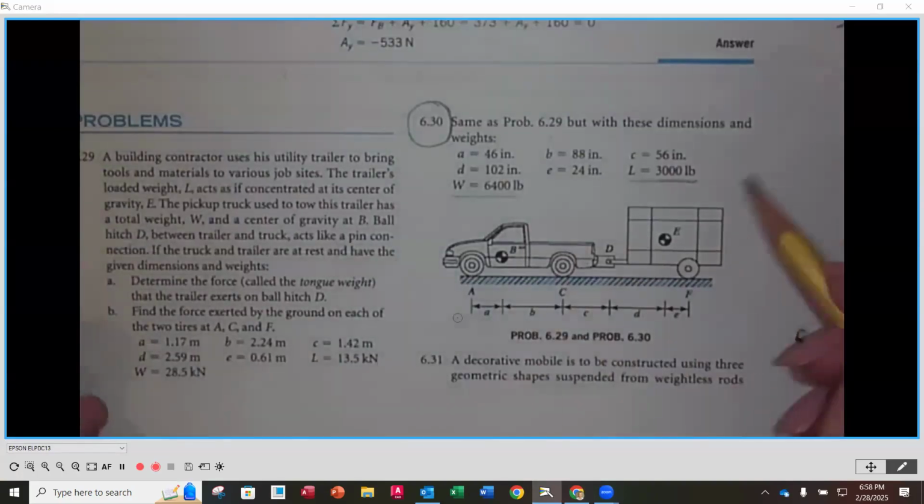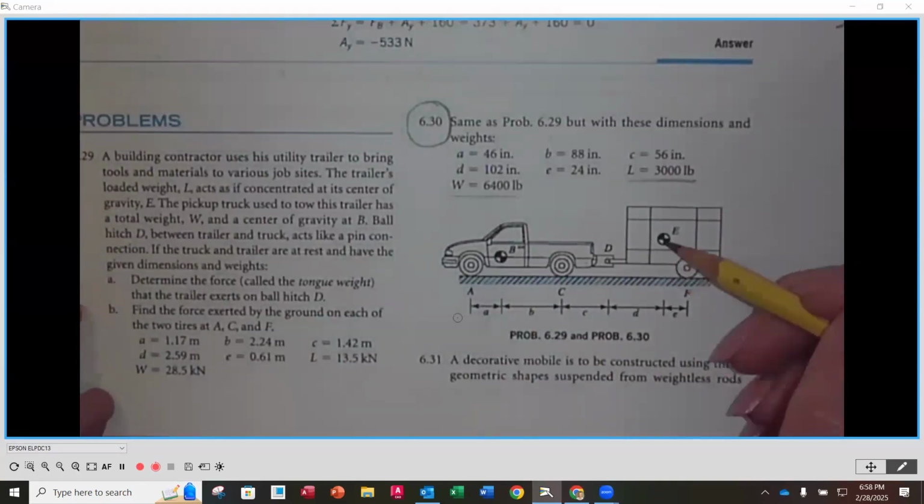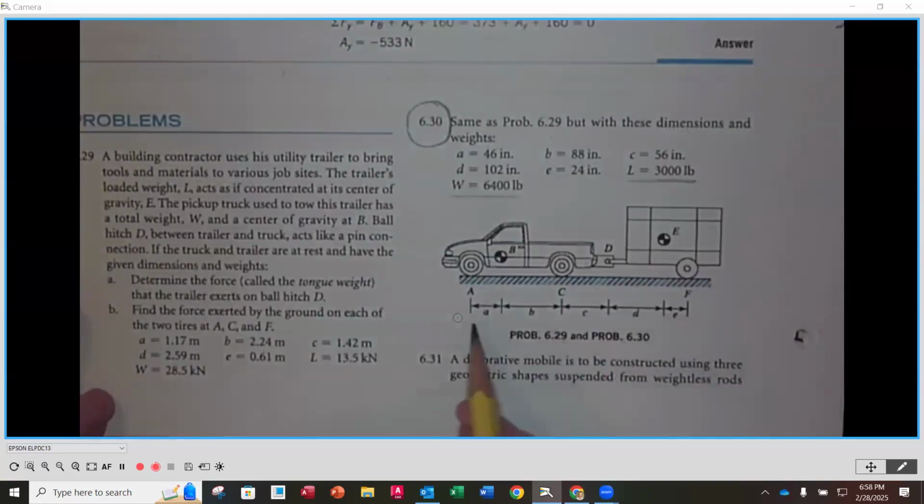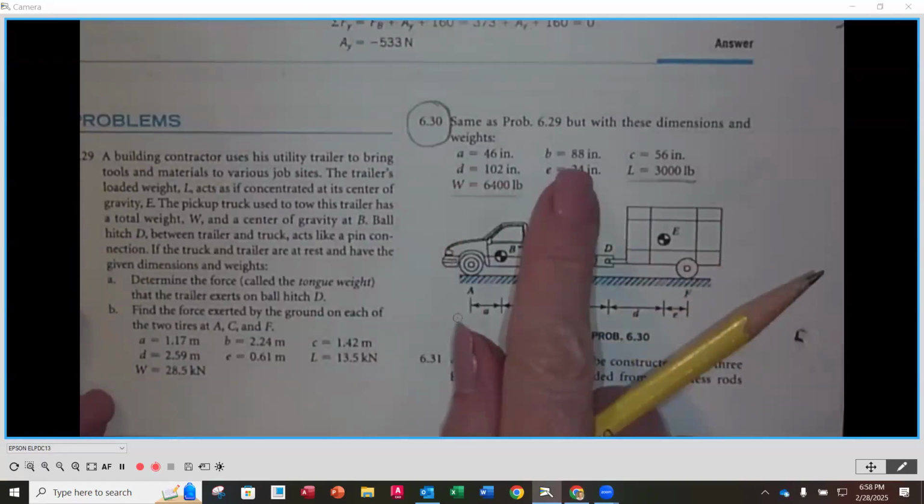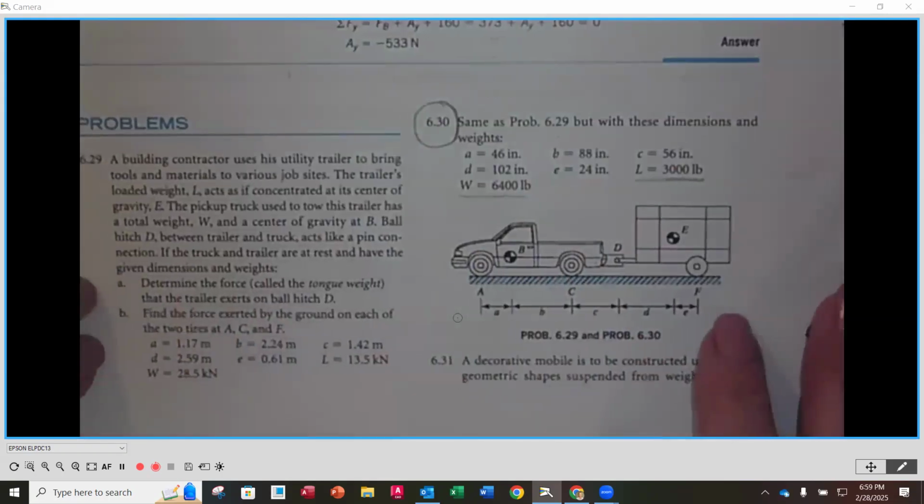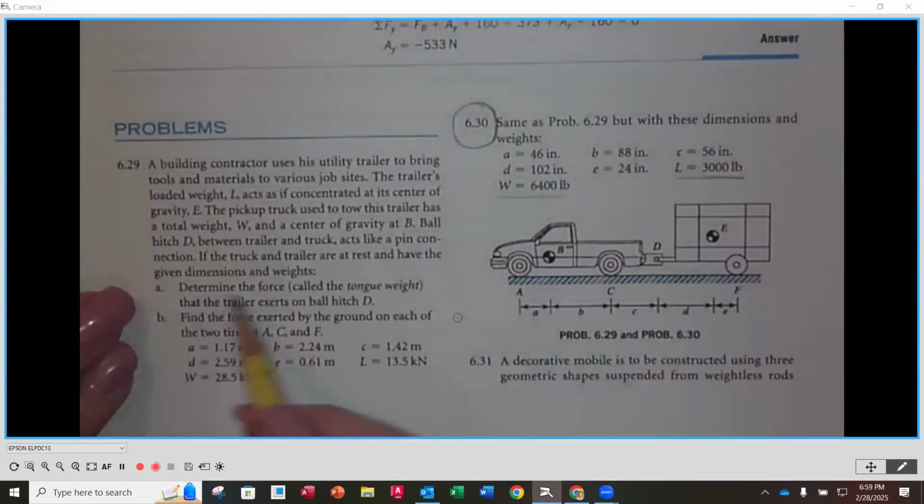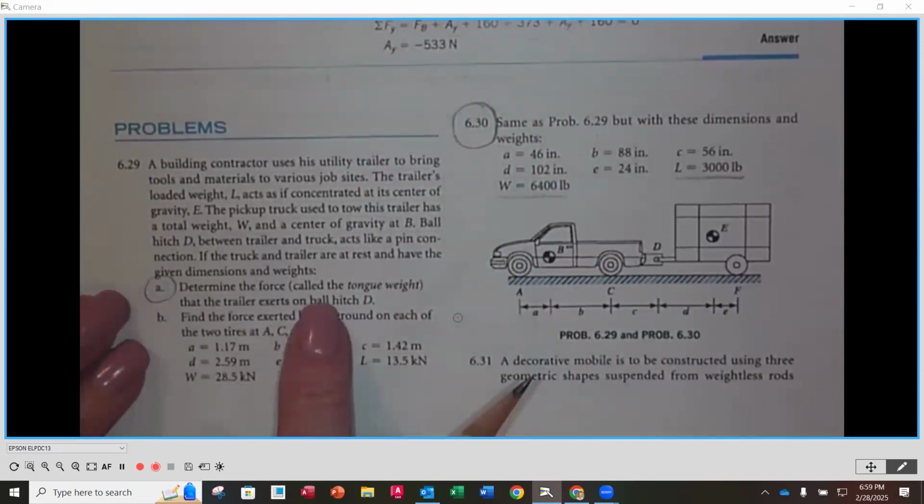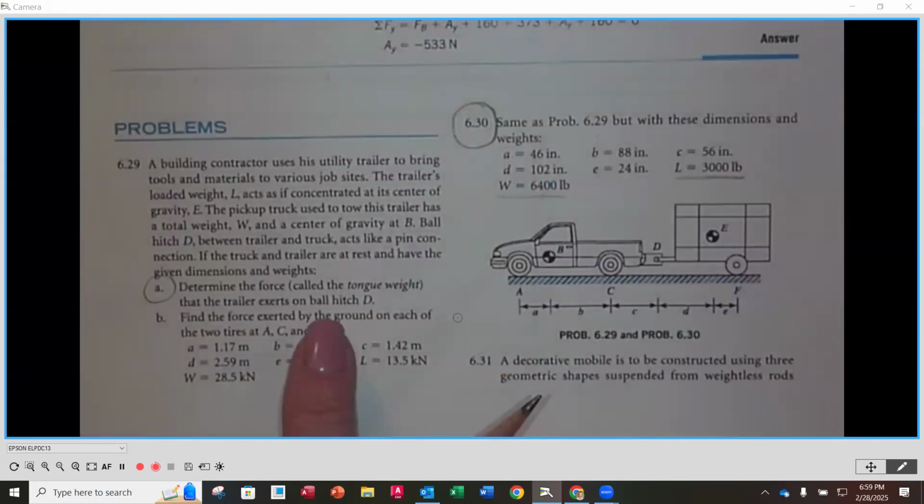Okay, so that's L, the trailer's weight. That's going to be 3,000 pounds going down at E. And then you have distances here corresponding to the values that are here. The truck center of gravity is at B, and W is going to be its weight. In this case, it's going to be 6,400 pounds, again with the dimensions as we see. If the truck and the trailer are at rest and have the given dimensions, they want you to determine the force called the tongue weight that the trailer exerts on the ball hitch at D.